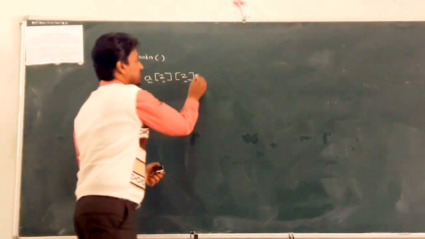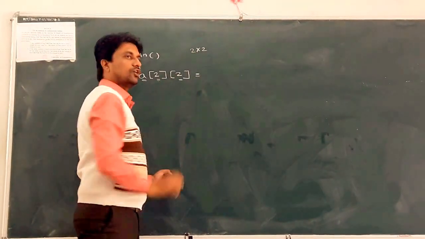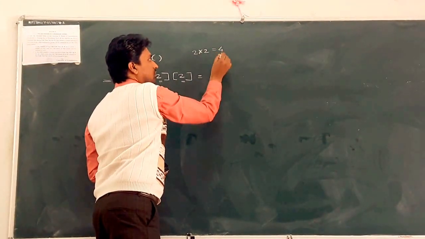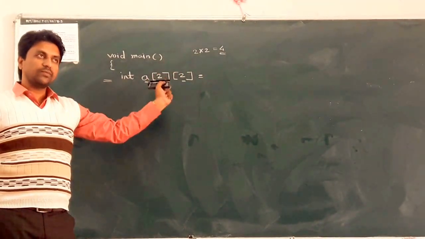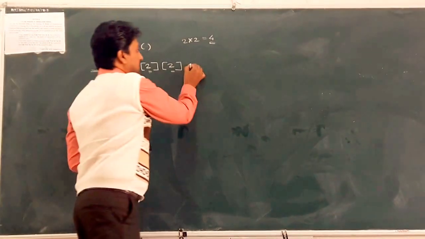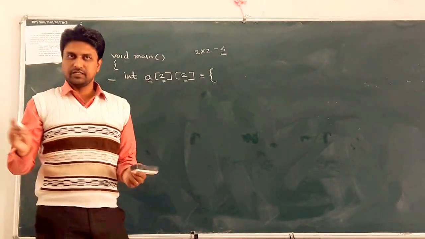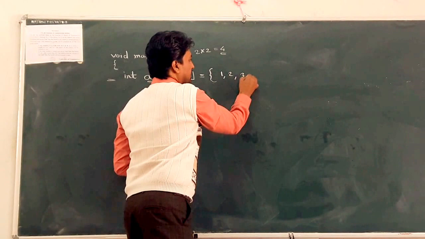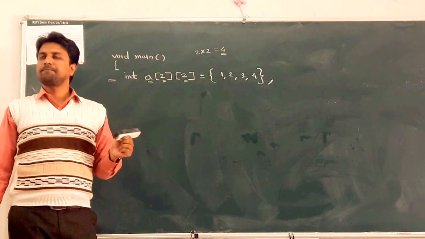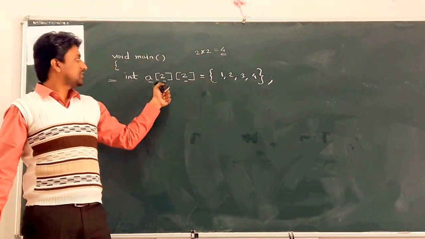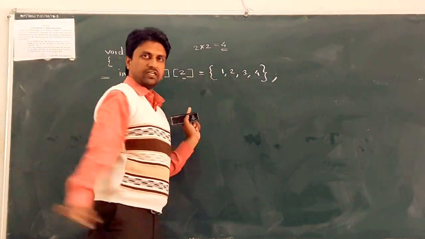Initialization, that is, we have to specify the values. Total how many elements are there in the two-dimensional array? 2 by 2, that is, total 4 elements. We can store 4 elements into that two-dimensional array. So how to initialize? Equal to curly bracket, similar to a one-dimensional array. We can specify 1, 2, 3 and 4, these 4 elements. This is the first notation or first initialization of a two-dimensional array. We have to initialize a two-dimensional array statically this way.